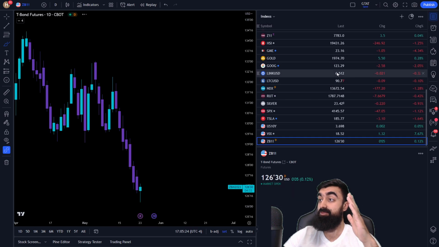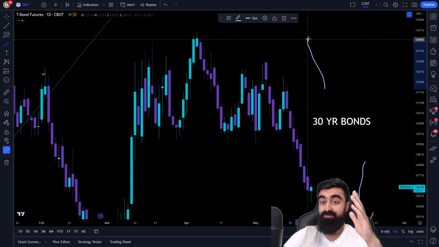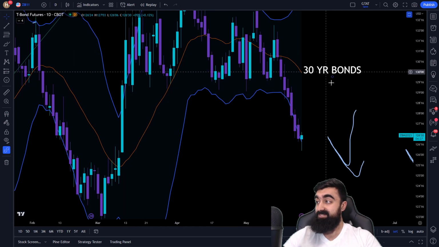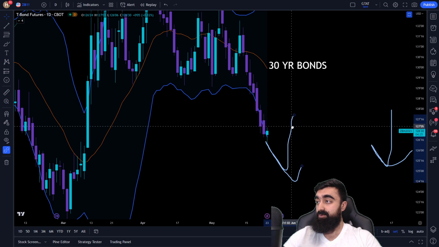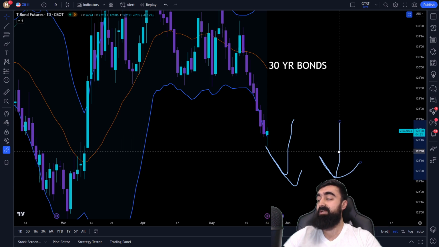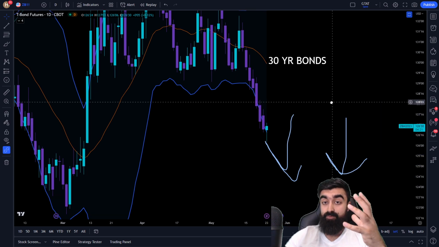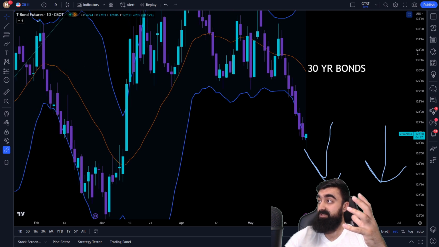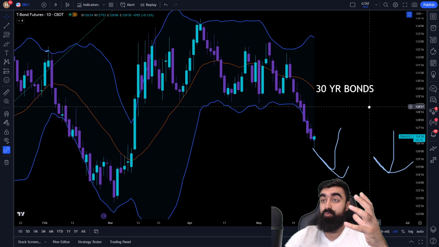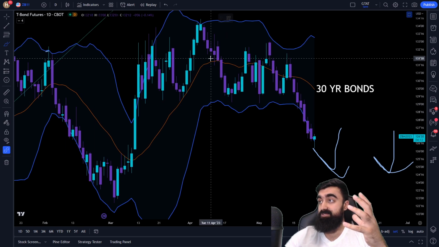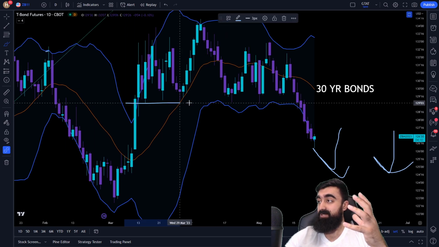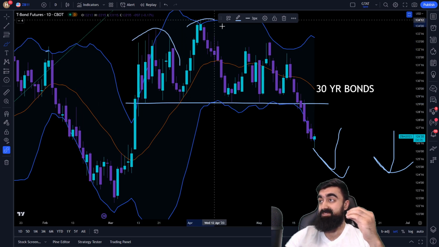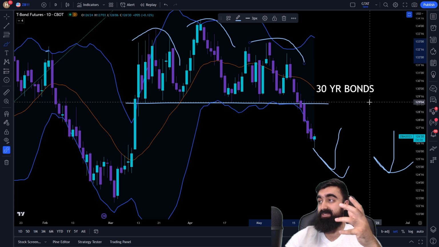We could also take a look at the 30-year bond. For the 30-year bonds, we can clearly see a similar correlation. Obviously, if the 30-year bonds are doing poorly, that means that the market overall should be doing poorly as well. And once again, you can clearly see how weak the bonds look. It is just a clear-cut breakdown below major support levels. This is as bearish as it can really get.